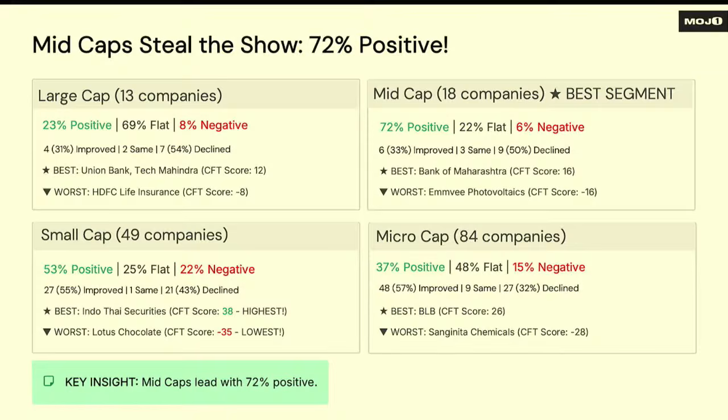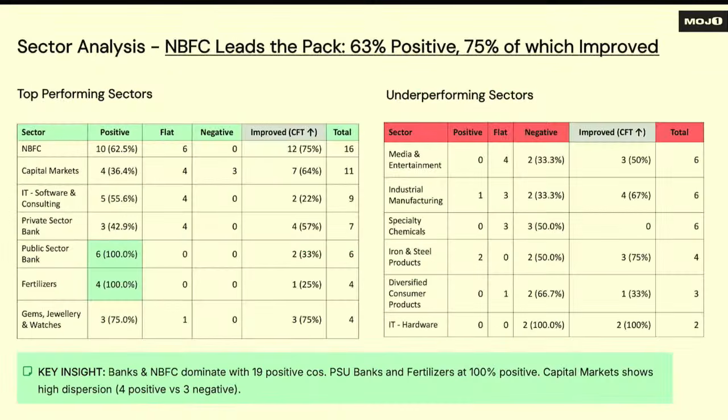Let's move on. Let's look at the sectors. I've taken the top performing sectors so far, and I've taken the underperforming sectors. If you look at the top performing sectors, there are two ways of looking at this particular data. Let's look at it both ways. Let's look at positive result success: where are the maximum positive results that we're seeing?